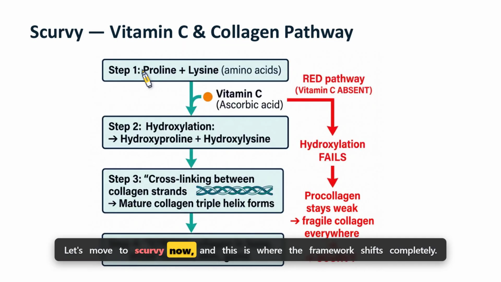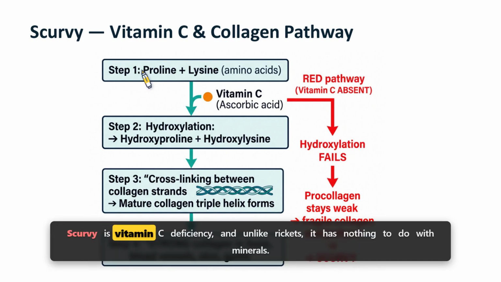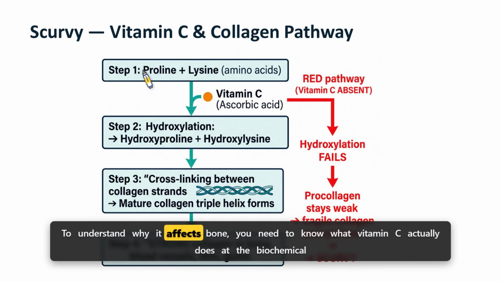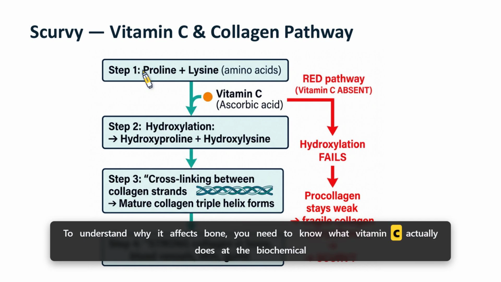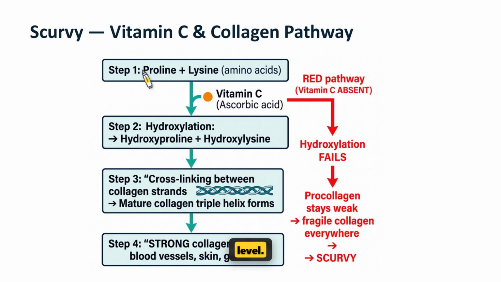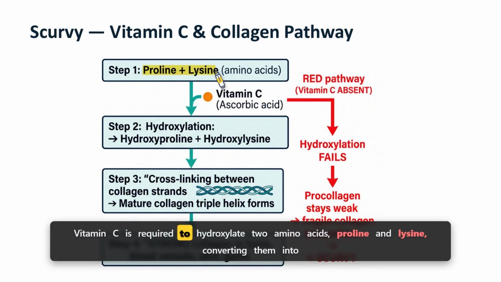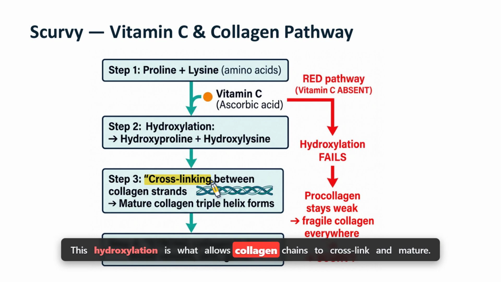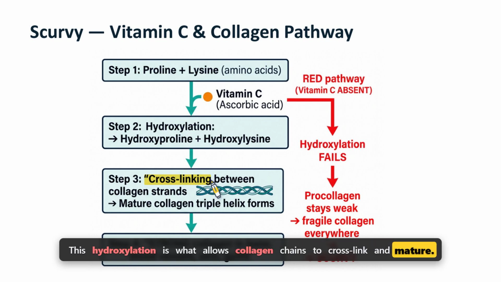Let's move to scurvy now, and this is where the framework shifts completely. Scurvy is vitamin C deficiency, and unlike rickets, it has nothing to do with minerals. To understand why it affects bone, you need to know what vitamin C actually does at the biochemical level. Vitamin C is required to hydroxylate 2 amino acids, proline and lysine, converting them into hydroxyproline and hydroxylysine. This hydroxylation is what allows collagen chains to cross-link and mature.